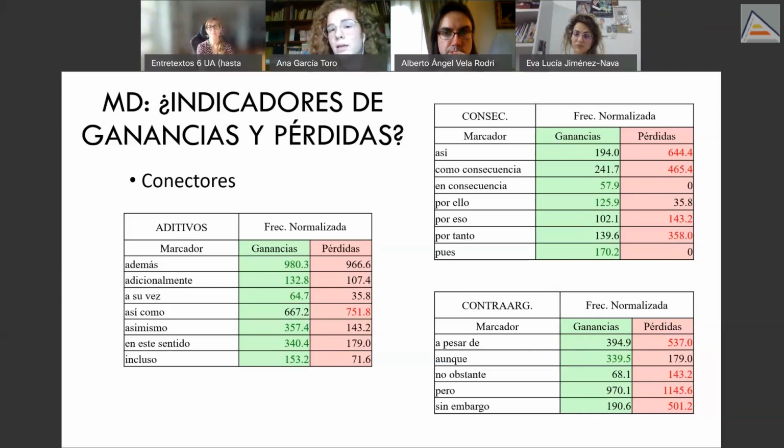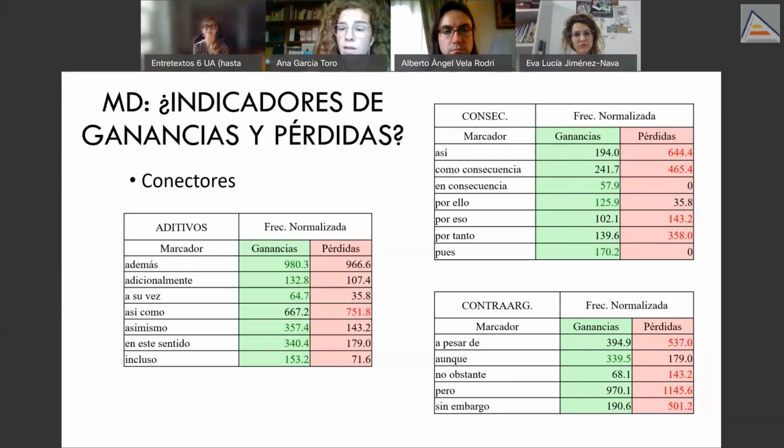Sí que sería interesante estudiar, por ejemplo, esta diferencia que existe entre "como consecuencia" en las empresas con ganancias frente a las empresas con pérdidas, en las que tenemos el doble de ocurrencias, o "en consecuencia", que parece ser muy similar a "como consecuencia", pero sin embargo es muy frecuente en las empresas con ganancias respecto a las empresas con pérdidas, que no tenemos ningún ejemplo.